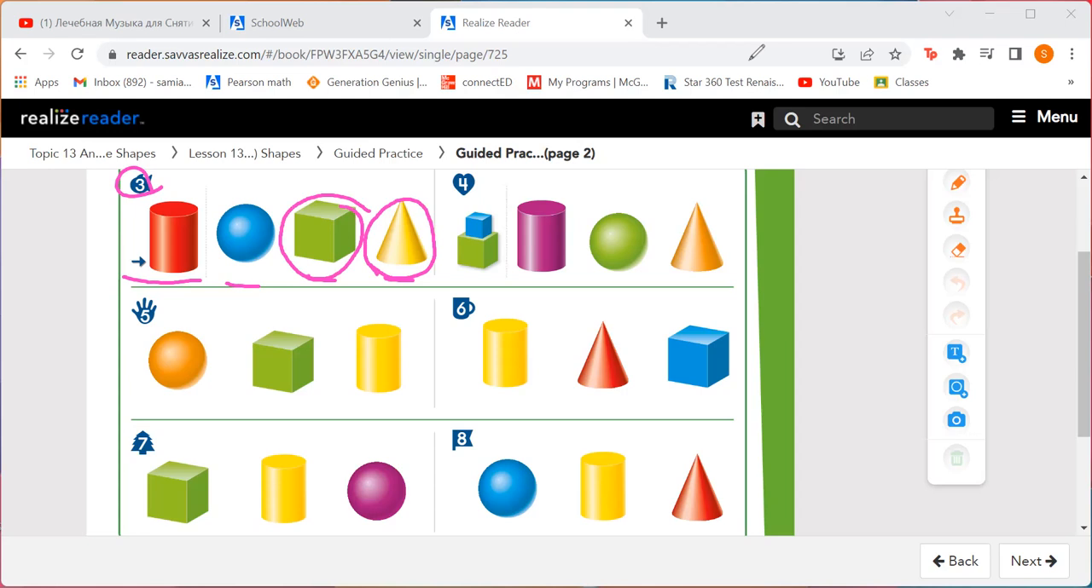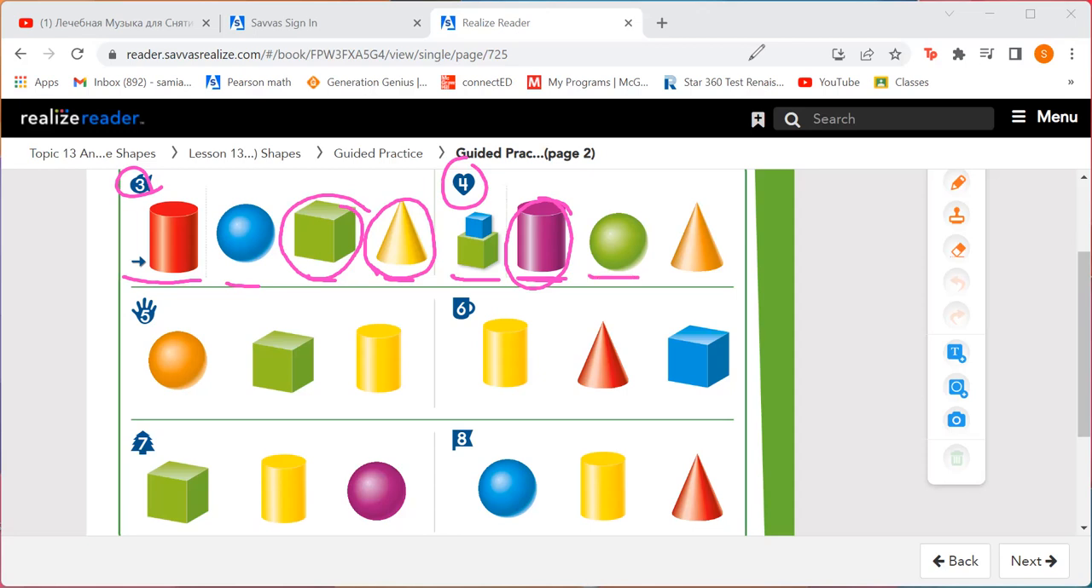All right, let's look at problem number 4. Look at the stacked solid figures on the left, and then draw a circle around the other solid figures that can stack on top of the cubes. Now we're looking at this. See how they're stacked on each other? Could we stack a cylinder on top of those? Yes, it does have a flat surface, so we can stack this on top of those cubes.